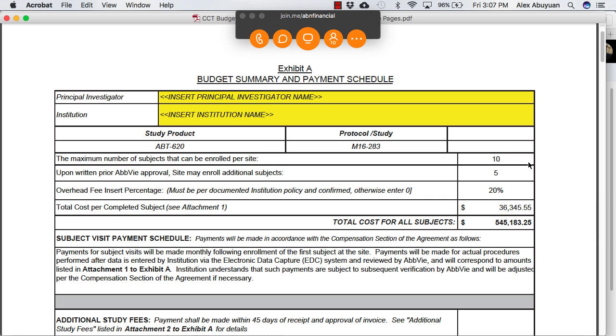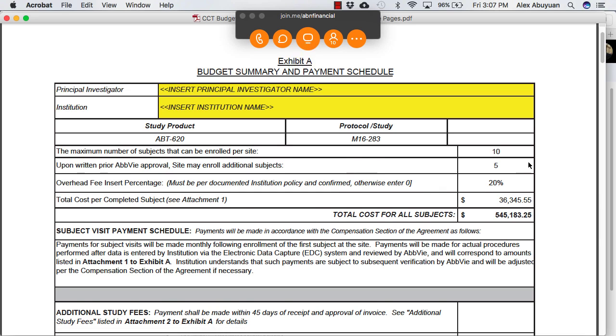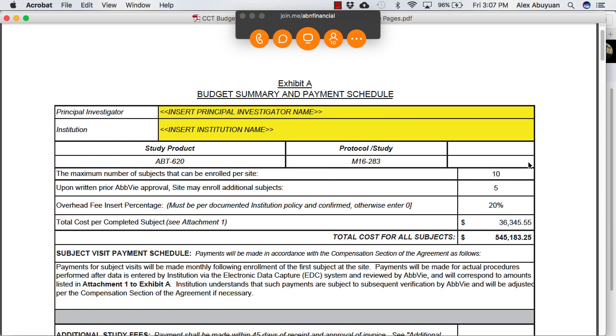There's the Exhibit A, which is the first part where it has a budget and summary and payment on the top. So what this tells them is the very first line, it says the maximum number of subjects that can be enrolled per site. That's 10. So it means that they might screen 20 or they might have 100, but they're capped at 10. And then it says upon written prior approval, the site may enroll an additional 5.